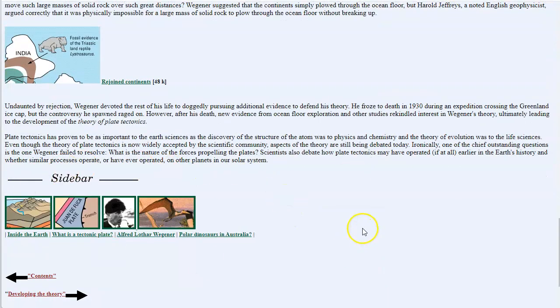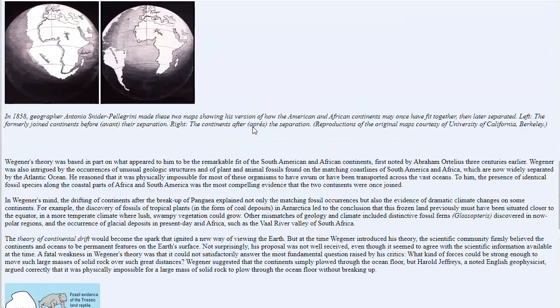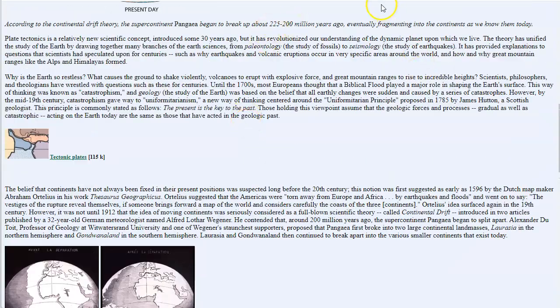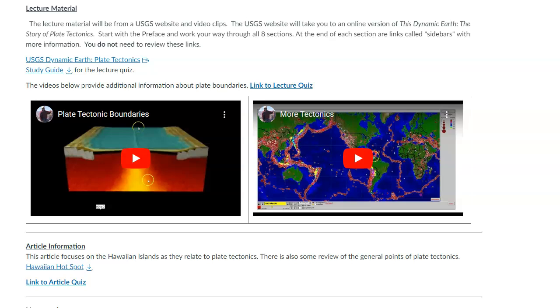This little sidebar that you may see in some of the pages is not something you have to investigate for this lecture quiz. It's just the main material here. You're going to work your way through that content, and that's going to be the main way that you get the content.